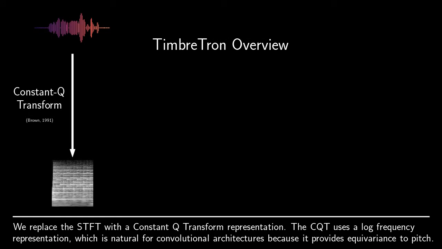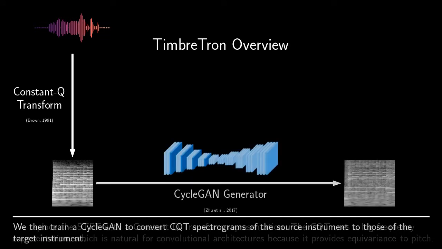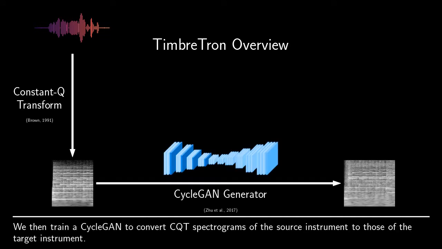To address this, we replaced the STFT with a constant Q transform representation, also known as CQT. Because the CQT uses a log frequency representation, it's natural for convolutional architectures because it provides equivariance to pitch. We then train a CycleGAN to convert CQT spectrograms of the source instrument to those of the target instrument.